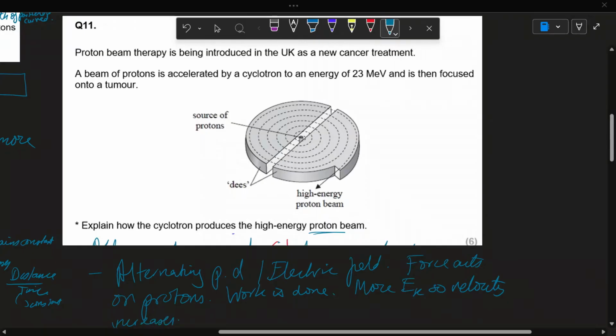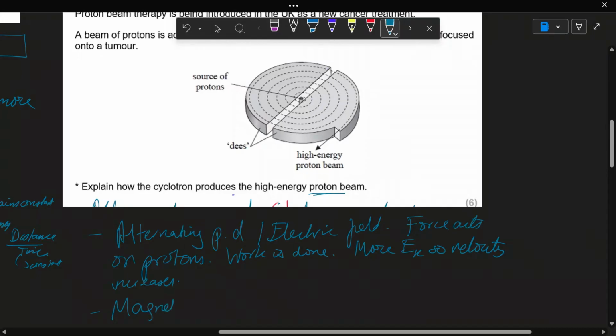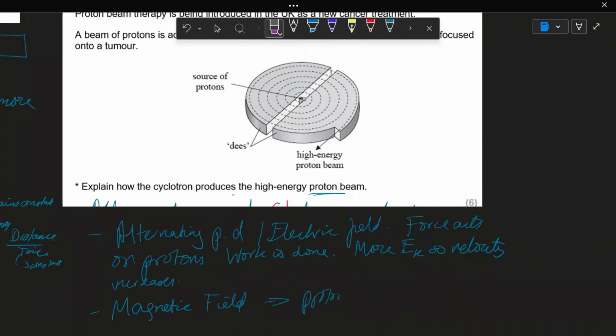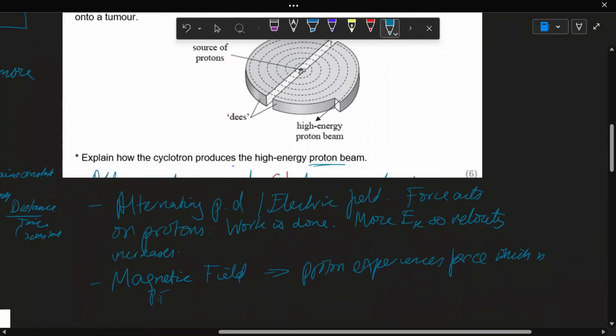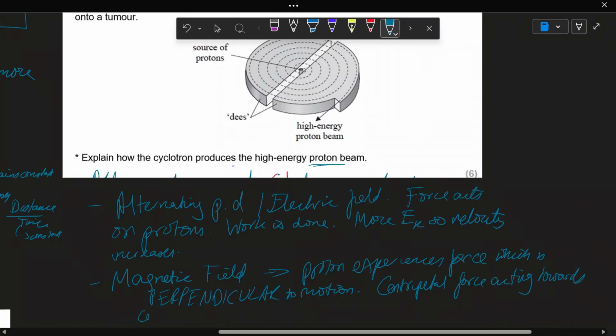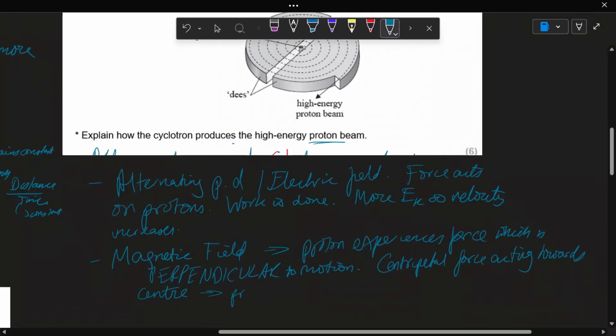Good. However, the key difference here is that now we've got a magnetic field. So the proton experiences a force. Proton experiences force which is perpendicular to its motion. So that causes a centripetal force acting towards the center. So the proton has circular motion, or rather the path of the proton is curved.